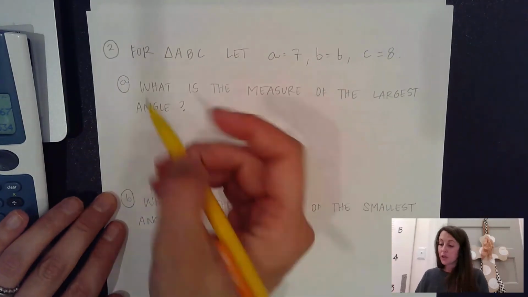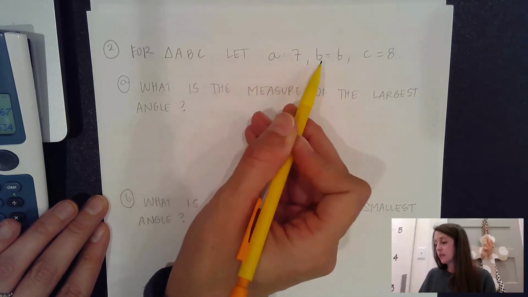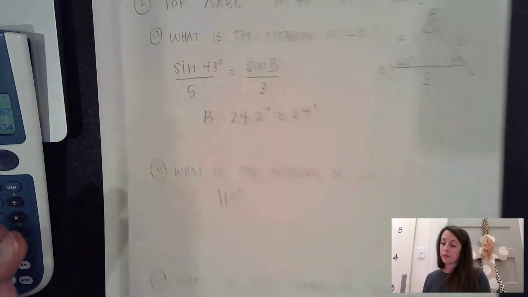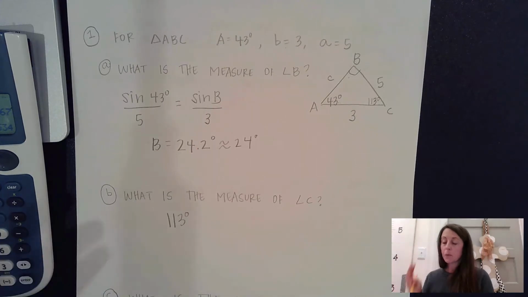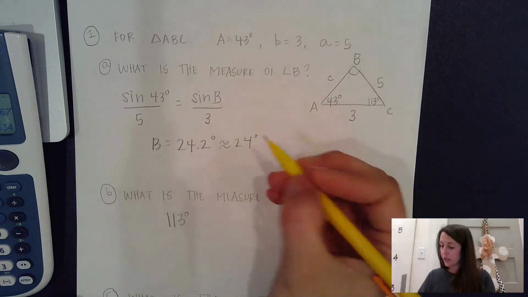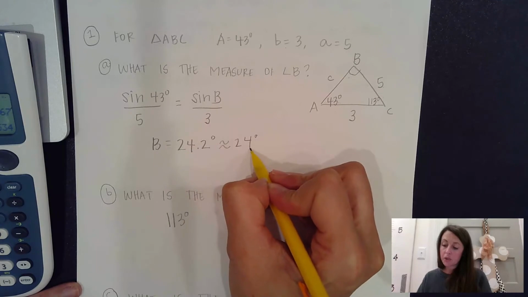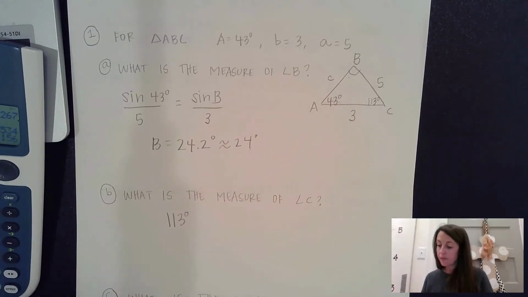So this one says for triangle ABC, let A be equal to 7, B be equal to 6. Oh, hold on. Let me come back to this one while I'm thinking about it. Remember law of sines, we always have to check for our second angle. I didn't do that there, I'm sorry. So remember it only gives us our first quadrant, so I would do 180 minus 24 there.